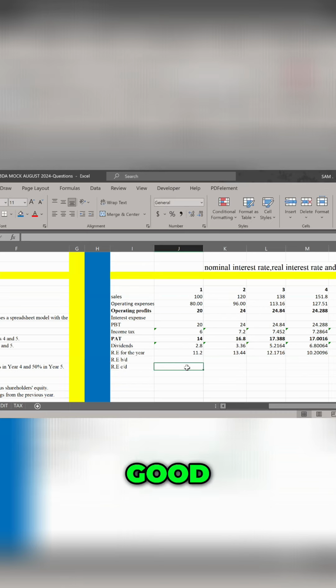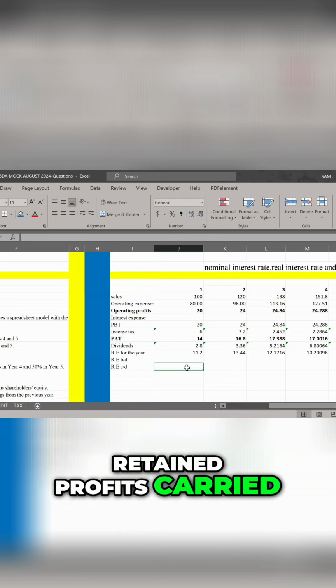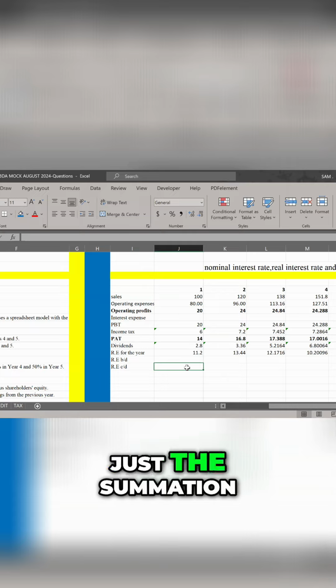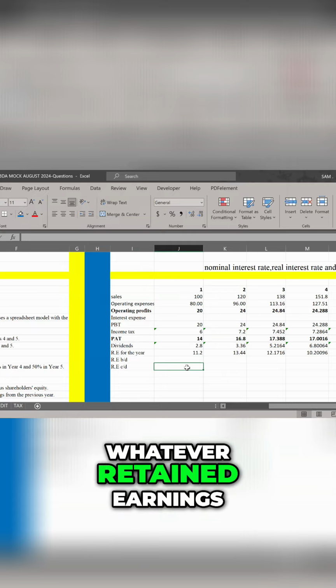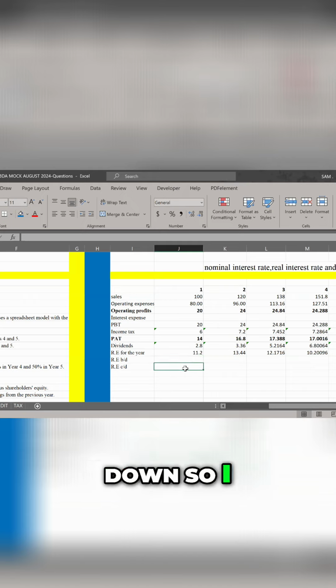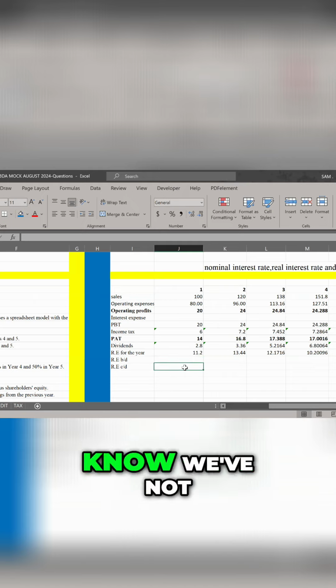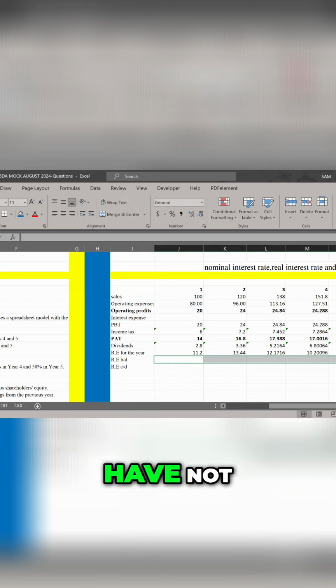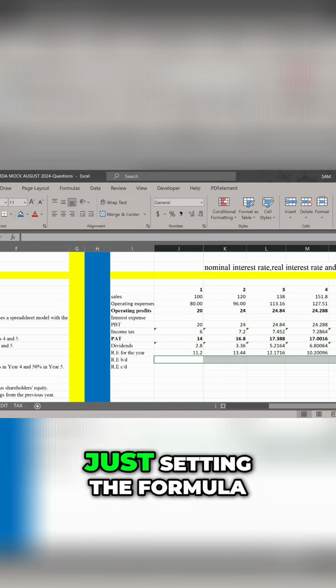Good. And we know that retained profits carried down is just the summation of the two. Whatever retained earnings we've got for the current year, we add the brought down. So I just want to set that formula. I know we've not filled in the brought down part. We have not. We are going to find out if there is. But then I'm just setting the formula.